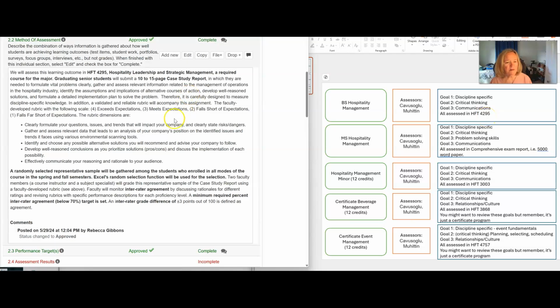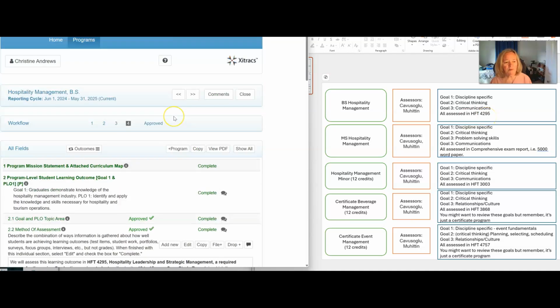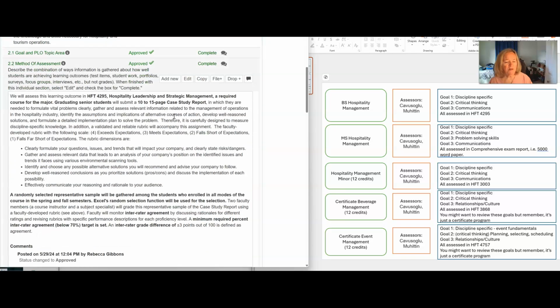Okay, so this is, aren't we here? What are we in? Yeah, we're in the BS right here. So it's hospitality leadership, a required course for the major, a 10 to 15 page case study report. So this is what they've got. It's not an easy assessment. You've got to have 2 raters do it because it's not like a multiple choice question. Not that it's bad, okay? It's probably a good assessment. But this is what you have for hospitality management.